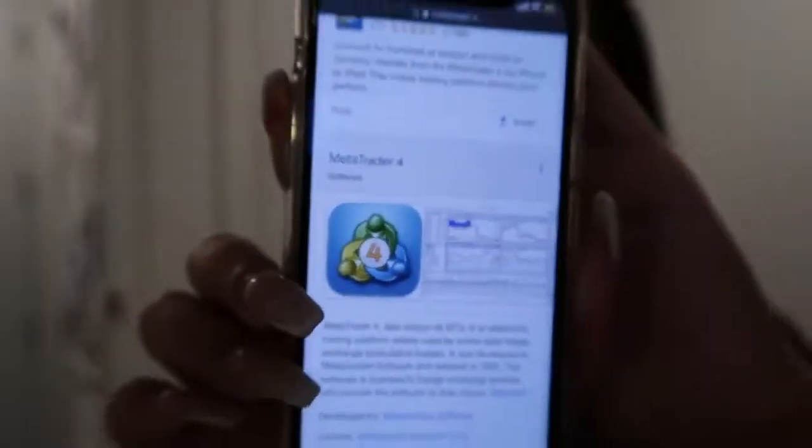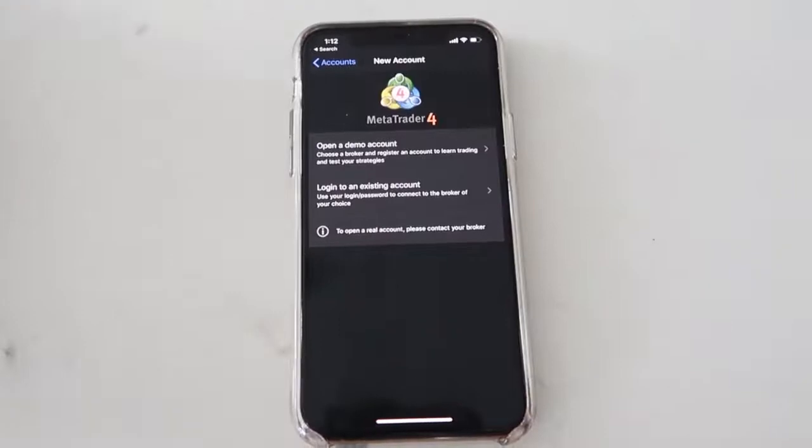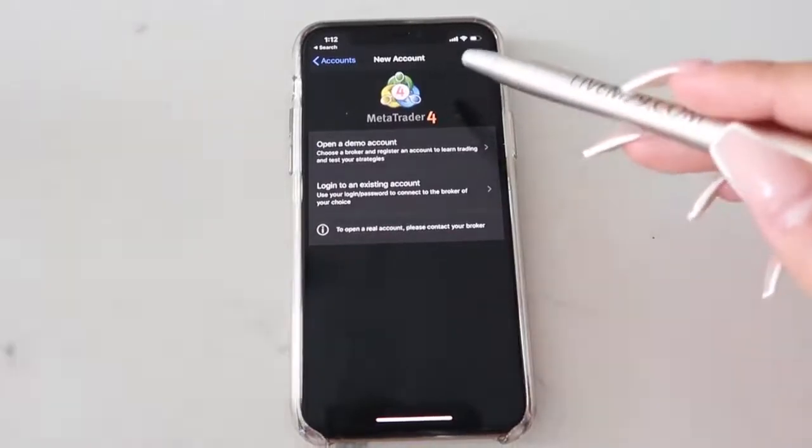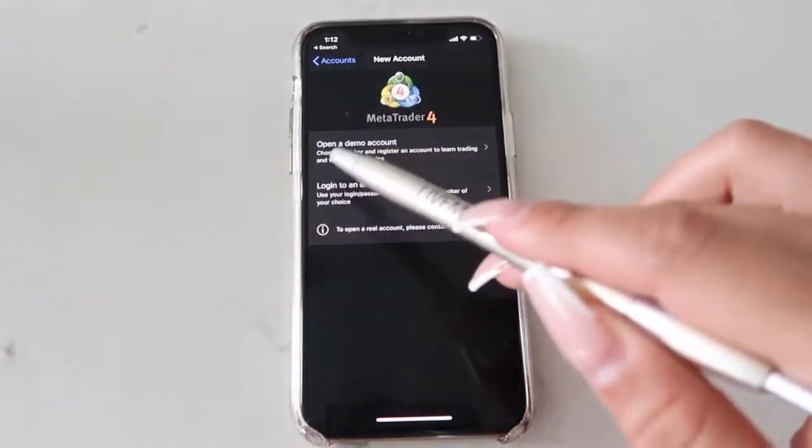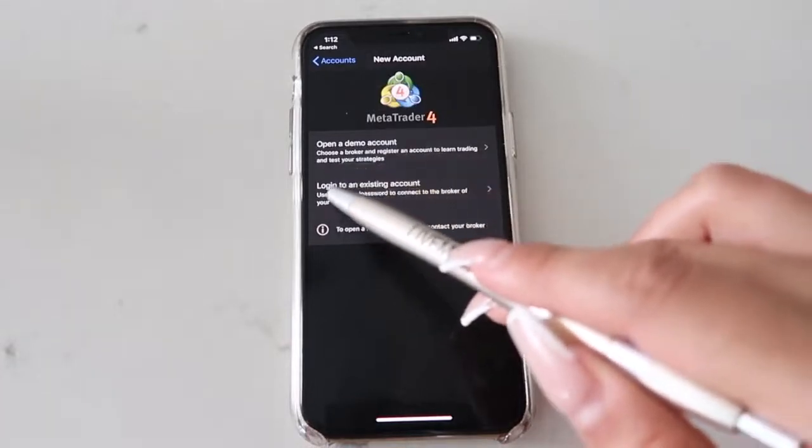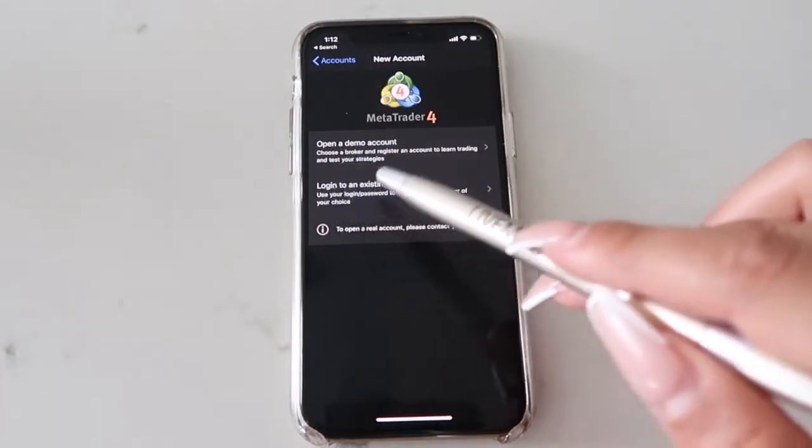How to use this app. So let's go ahead and get into it. This is going to be the first thing you see when you open up your MetaTrader 4 app for the first time. It says here open a demo account, or down below it says log into an existing account.